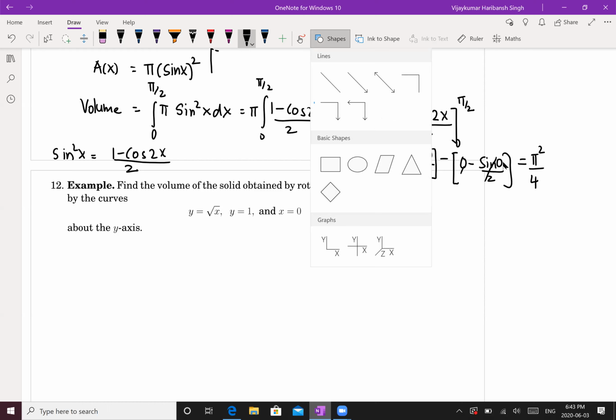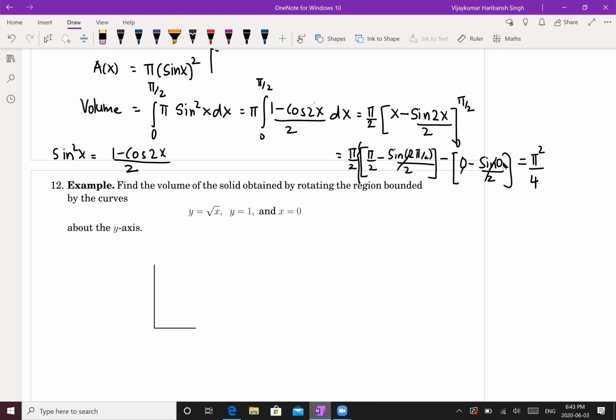So let's draw this. So y equals square root of x, y equals 1. So how does y equals square root of x look like? It goes like that. So this is y equals square root of x. You have y equals 1, which is a line. And then x equals 0 is the y-axis.